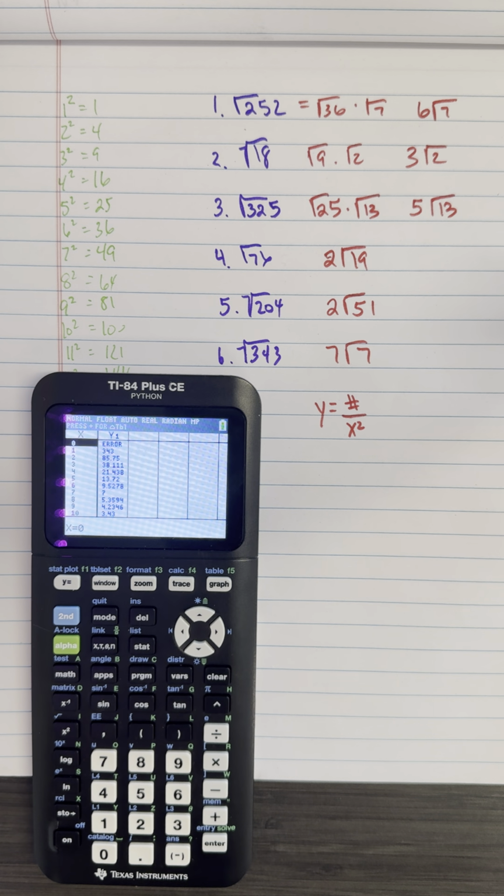So that's two different methods. You just have to remember that you take the number and divide by x squared, because we are taking the square root. The opposite of square root is squaring something.